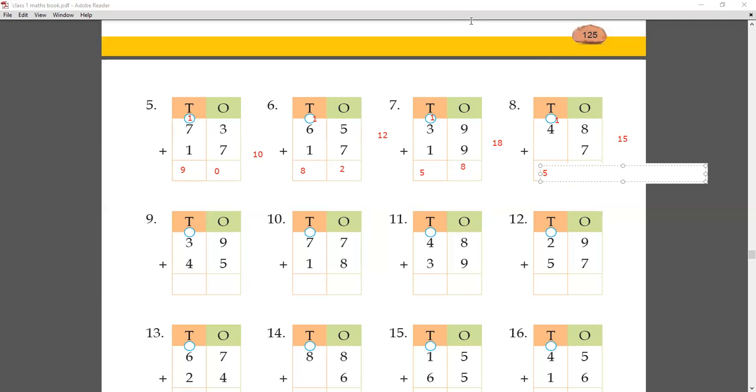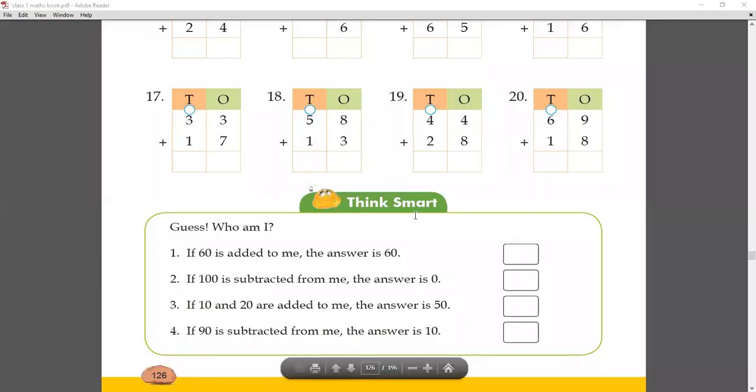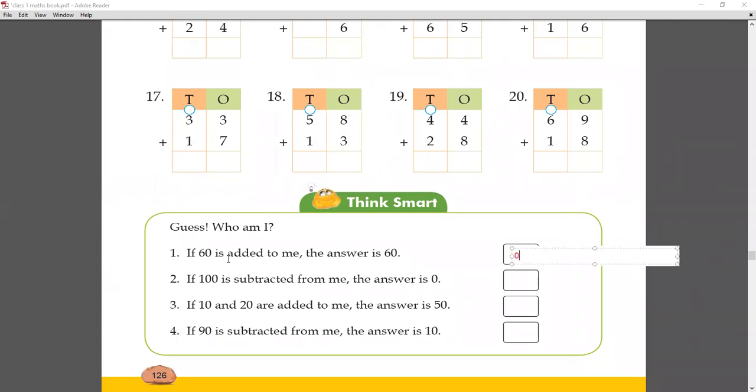Okay, moving to the next exercise. Yes, now look at this. Think smart. Guess, who am I? If 60 is added to me, the answer is 60. If you have a digit, and the answer you get should be 60 only, then what will you add? What do you add? 0. When we add 0 to any digit, what do we get? The same answer, na? So we write here 0. If we add 0 to 60, only then will our answer be 60. Okay, that's why we write 0 here.